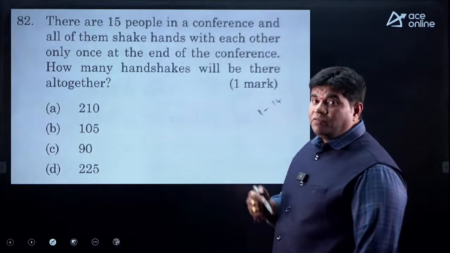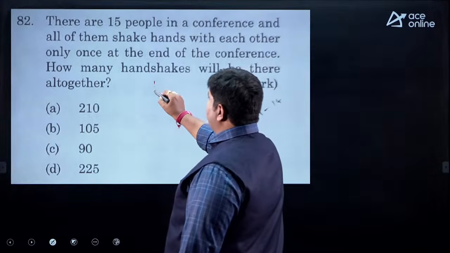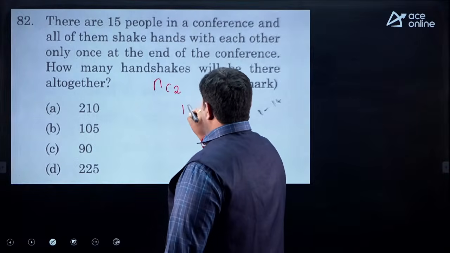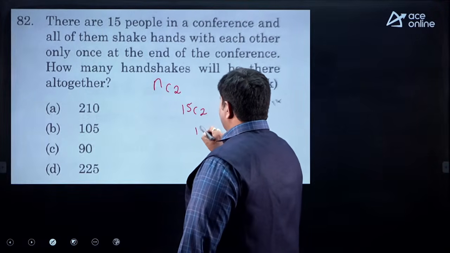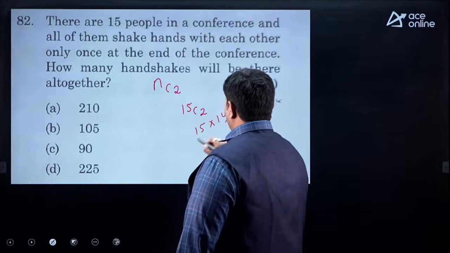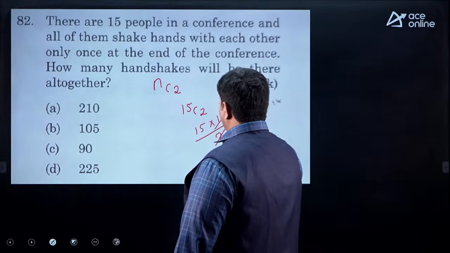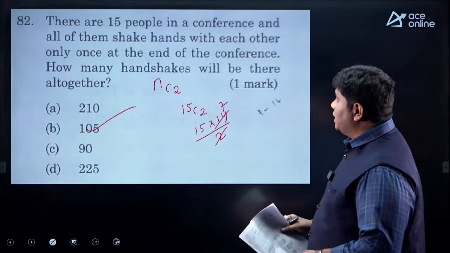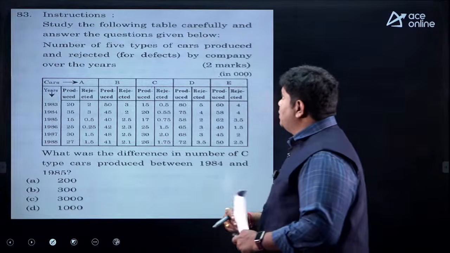For 15 people, the number of handshakes formula everybody knows: NC2. So the number of handshakes is 15C2, which is 15 into 14 upon 2, 2 sevens, 7 15s, 105. So B is the right answer. Number of handshakes is NC2.